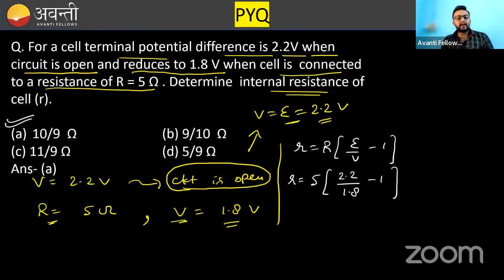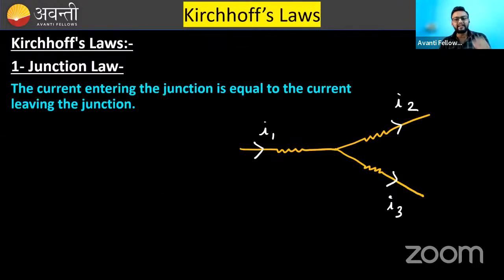How many of you are able to identify that this is E and this is V? If you can do this, the question is very simple to you. Clear? Moving further. Kirchhoff law. This is the backbone of this chapter. Now listen, it will take some time. A is the correct answer.